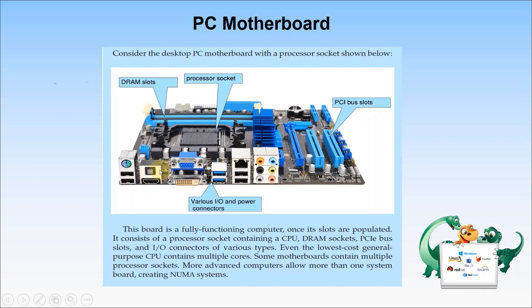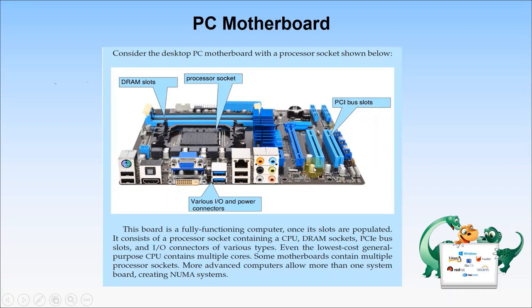Next, PC motherboard. Consider the desktop PC motherboard with a processor socket shown below. You've got your processor socket, the memory slots there, and then these are the buses. This board is a fully functioning computer once its slots are populated. If you're going to install your RAM here, you've got, for instance, the PCI, but then we already have our memory or the display interface here, just plug in the keyboard.